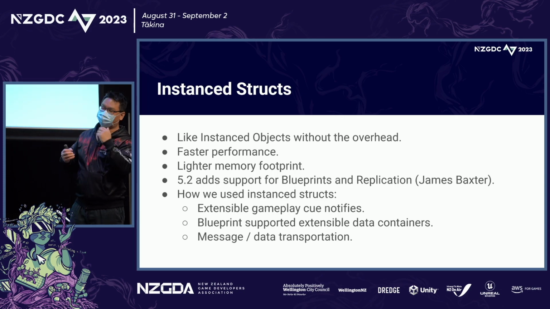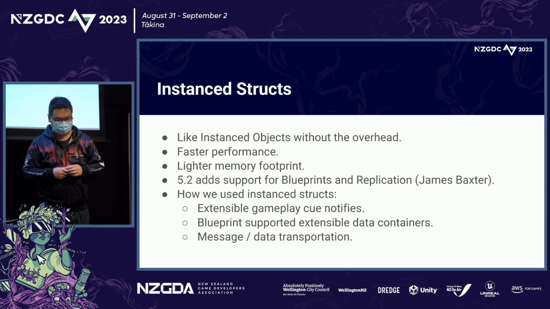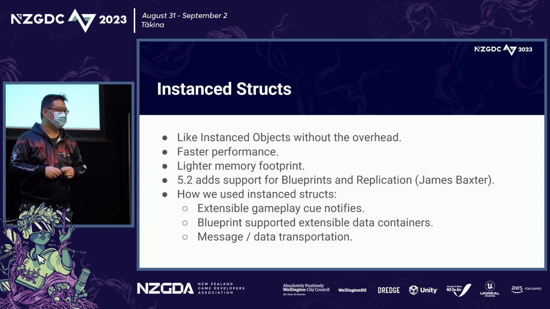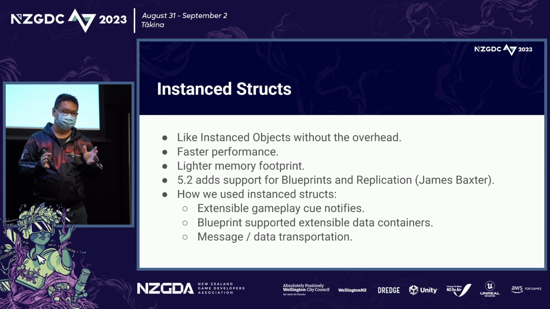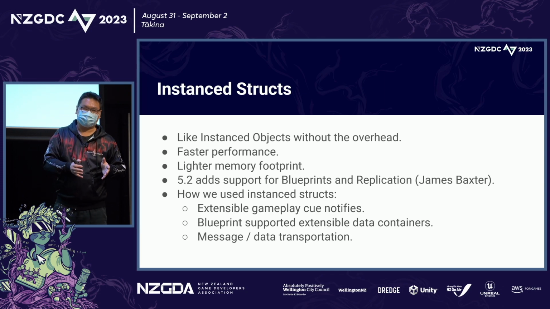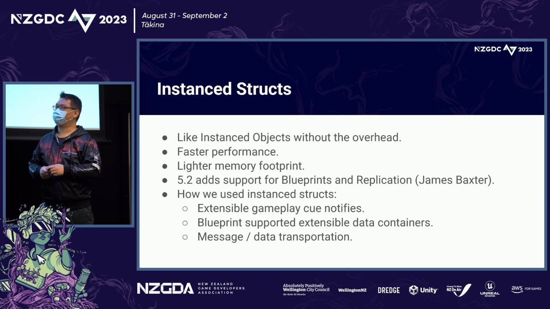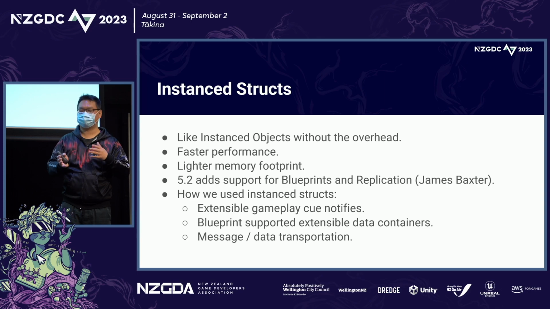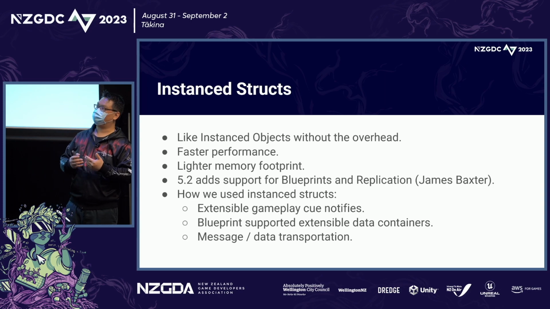So previously in Unreal Engine, you may have used instance objects before, and they provide very similar behavior. The problem is that they're objects, so they're different. They're treated as objects in the game, and you have to load that up, and it consumes memory and a whole bunch of things like that. With instance structs, it solves a lot of these problems because it's faster performance and it's a lighter memory footprint.